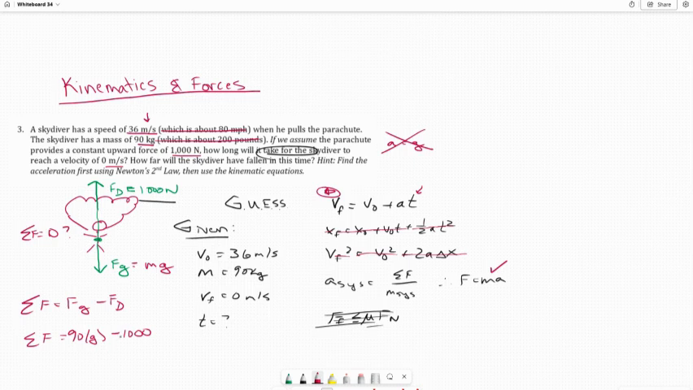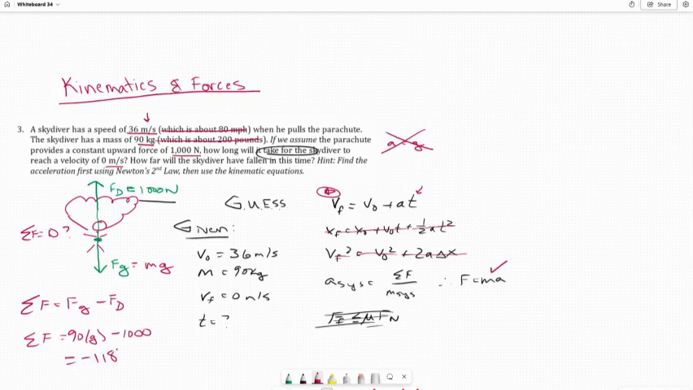Now, the net force on this system, as we go through it, is 90 times 9.8 minus 1,000. I'm going to go ahead and type that in really fast. We have, okay, 90 times 9.8 is 882 minus 1,000. And I get a net force of negative 118. And you're like, net force of negative 118? How can I have a negative net force?